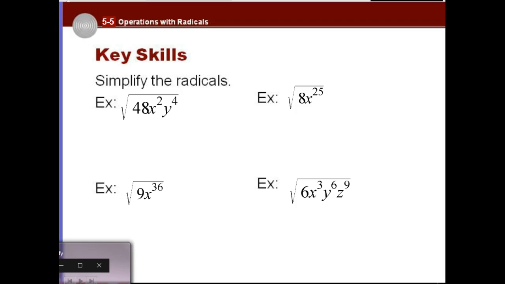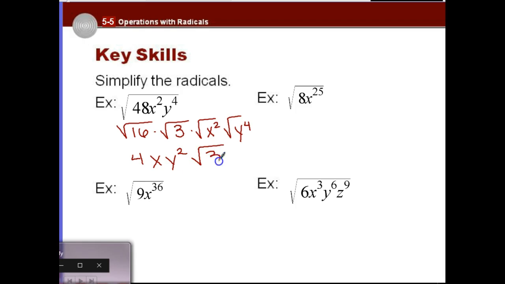Okay, 48 we already said was what two perfect squares? And then you just look at different variables separately. So we're going to look at the x squared separate from the y to the 4th. So 16 becomes 4, x squared becomes x, and 4 divided by 2 becomes y squared. The square root goes away for these variables because they're even. So that only leaves root 3 underneath. However, this was even and became odd, so you need absolute values.